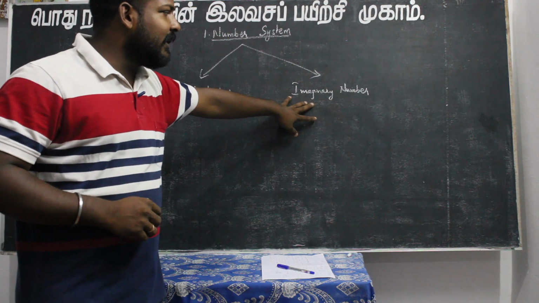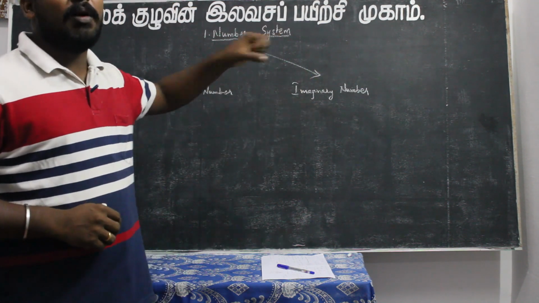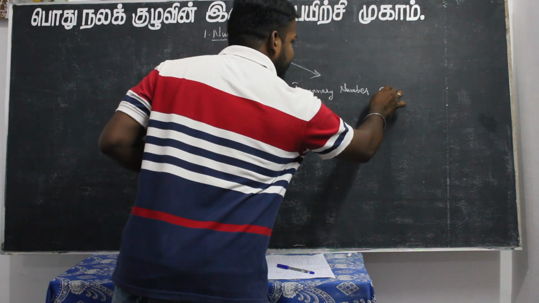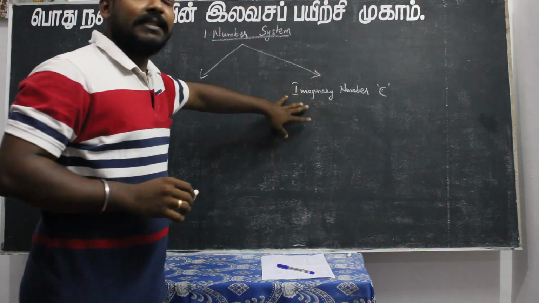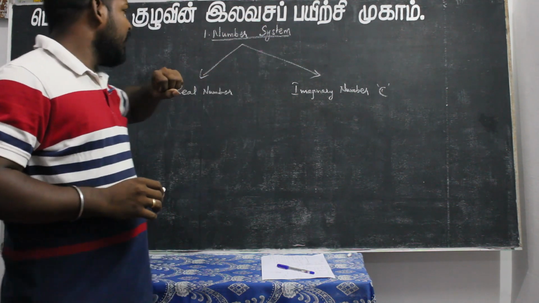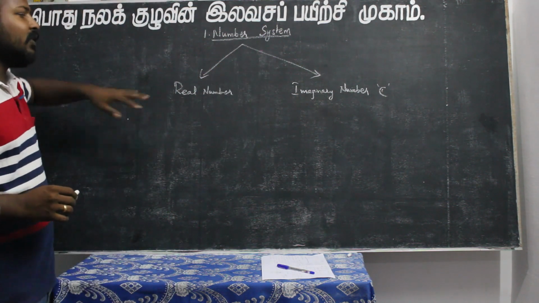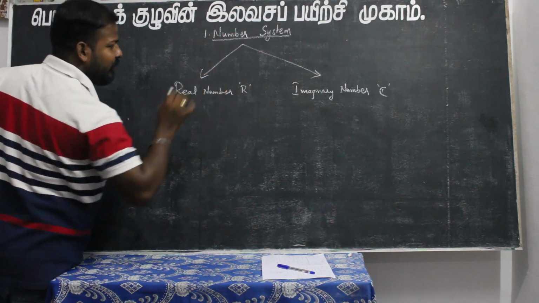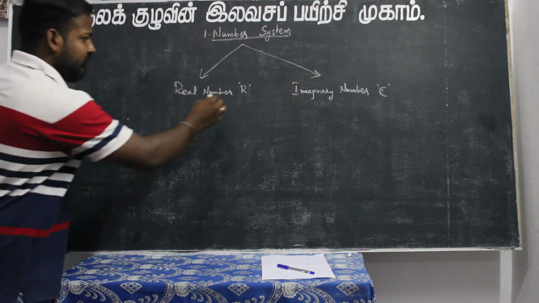Imaginary numbers we can say are complex numbers. Complex numbers are denoted by capital C. We will learn about imaginary numbers deeply in class 11. This year we are going to deal with only real numbers. Real numbers are always denoted by capital R.